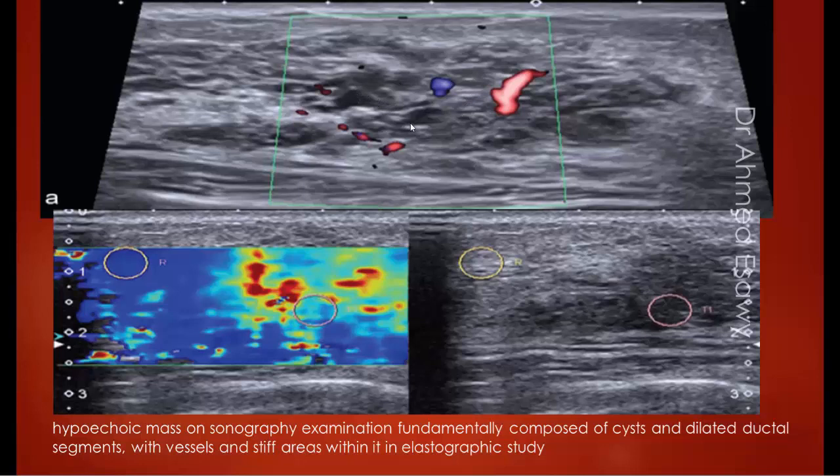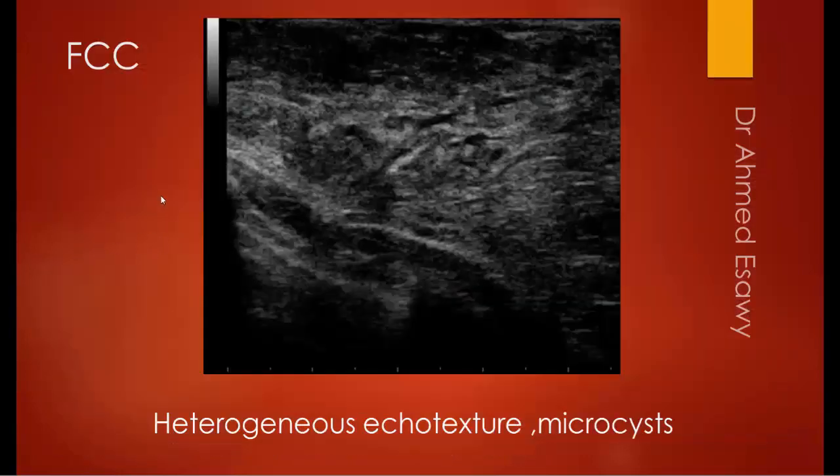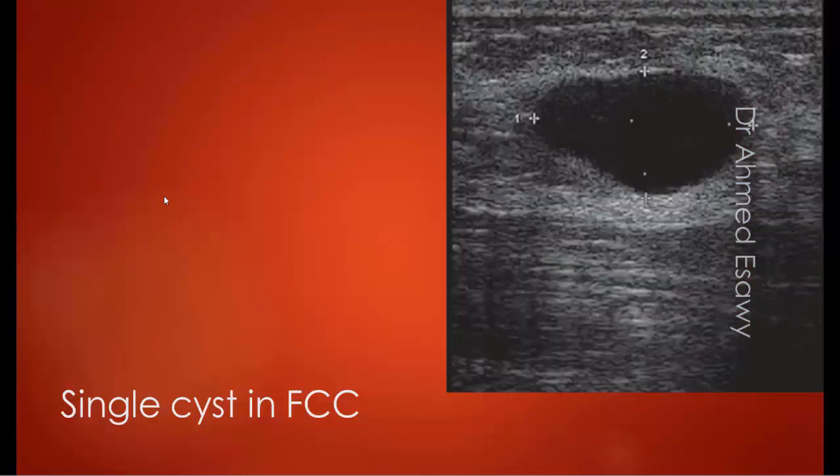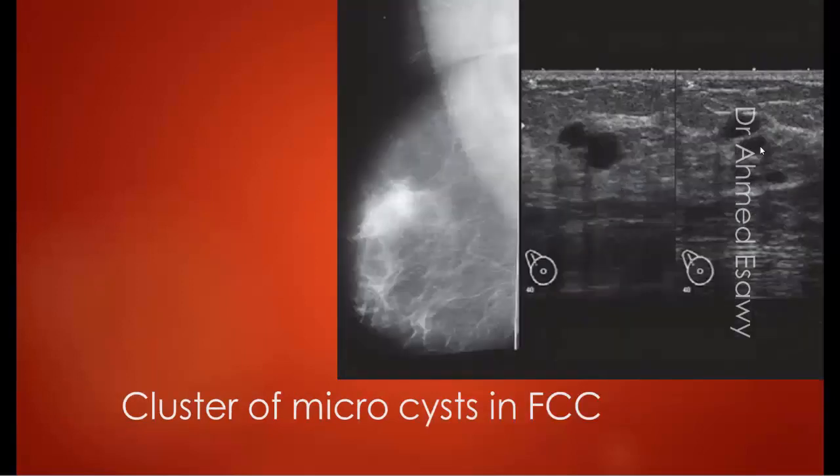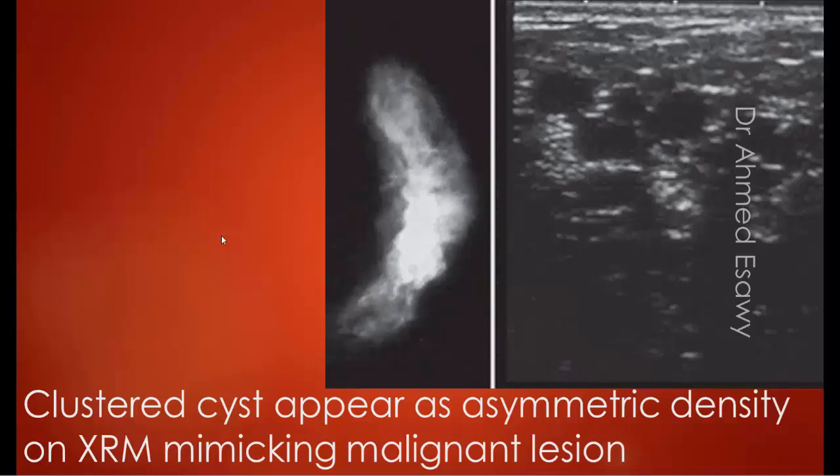Composed of multiple cysts and dilated ductal segments, duct ectasia, may be isolated or associated with microcysts, with a vessel showing a stiff area within the elastographic study. Heterogeneous echotexture of microcysts, this presentation of fibrocystic change. Single cyst in fibrocystic change. A cluster of microcysts in fibrocystic change presents in mammography as a dense irregular area, asymmetric density, focal. Clustered cysts appear as asymmetric density on mammogram, mimicking a malignant lesion. Clustered microcysts in fibrocystic change.